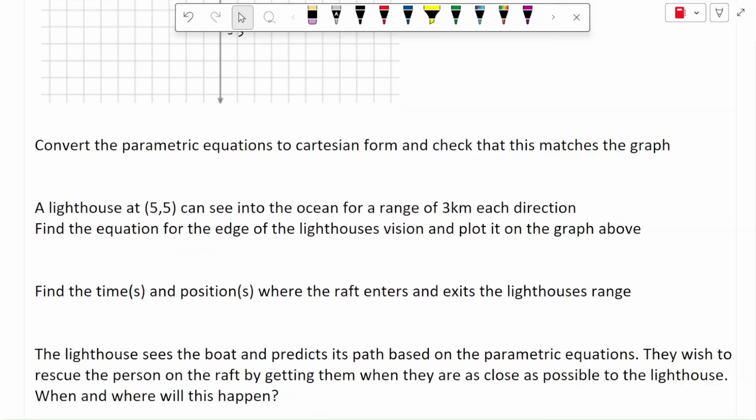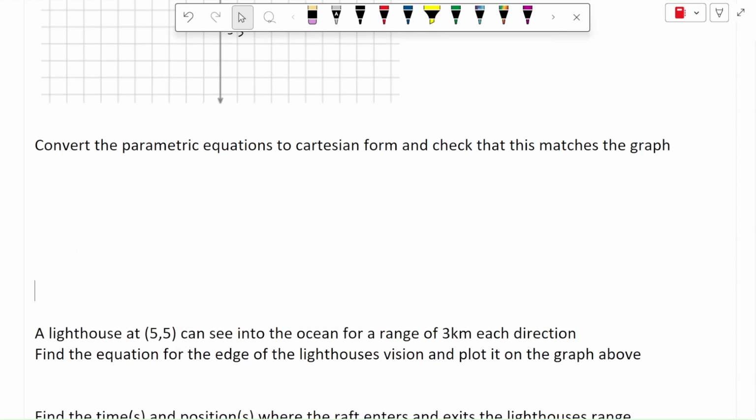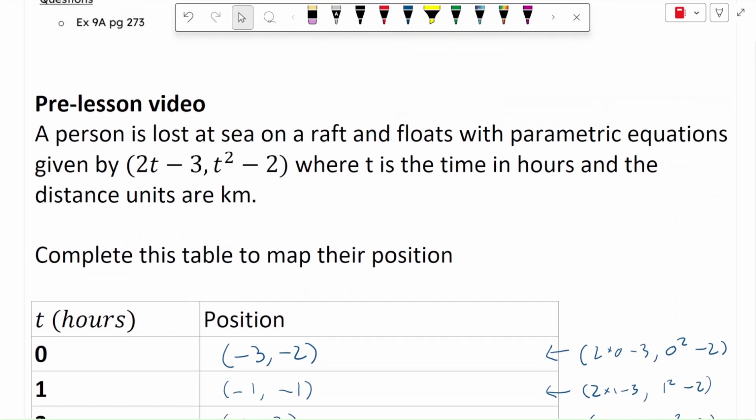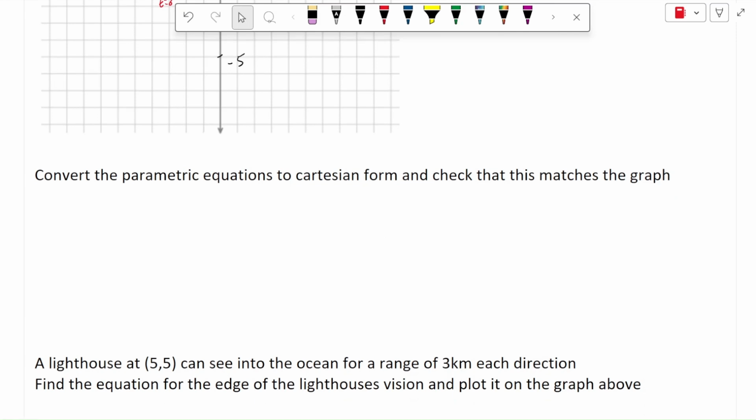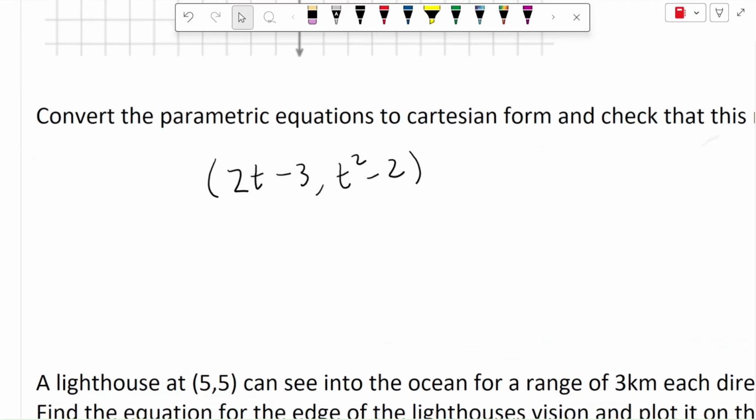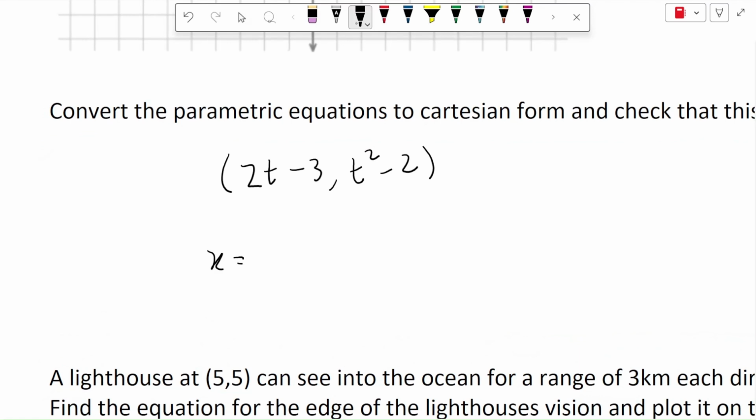Next thing we really like to do is converting these to Cartesian form. So what have we got? 2t take 3 and t squared take 2 is our equation. And the way that we like to do this is to rearrange usually the simpler one. So x is 2t take 3. That'll be nice to rearrange. We're going to rearrange it for t. So x plus 3 is 2t. And so t would have to be x plus 3 all over 2, just like that.